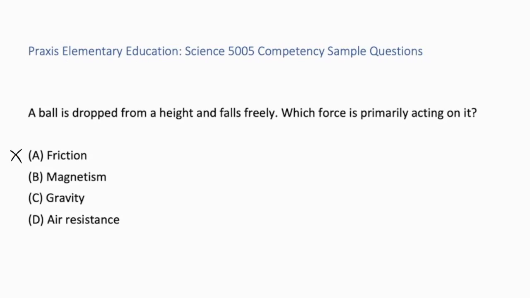A. Friction applies when surfaces rub. B. Magnetism is irrelevant here. D. Air resistance is a secondary force, not primary. The correct answer is C. Gravity. Gravity accelerates objects downward.